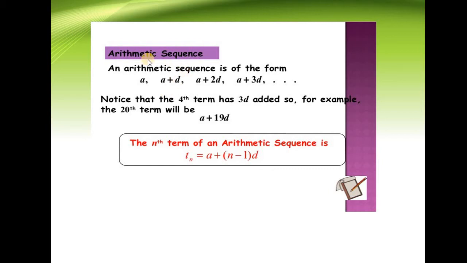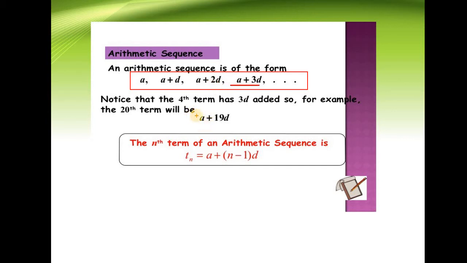Arithmetic sequence. Now here we see again arithmetic sequence. What will be the standard form of an arithmetic sequence? An arithmetic sequence is of the form a, a plus d, a plus 2d, a plus 3d. This is the standard form of an arithmetic sequence. This a is the first term, a plus d is the second, a plus 2d is the third, and this one is the fourth term. For the fourth term we put 3 with d. For the third term we put 2 with d.